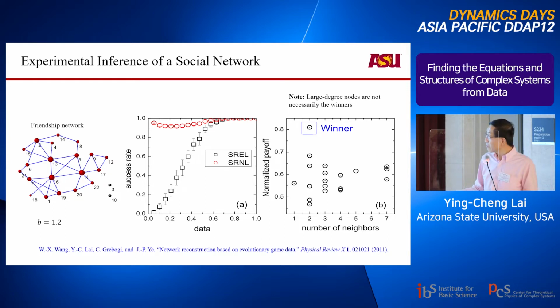So as you can see, at around 60%, around 20 data points, both success rates already reach 100%. Okay, so that's for that specific case. And then we also observe, if you check the normalized payoff with different nodes, some interesting phenomena, where the winner who gets the most payoff actually turns out to be some node with very small degree. And this is actually a well-known phenomenon in social science. Okay, so it's also reflected in our experiment.